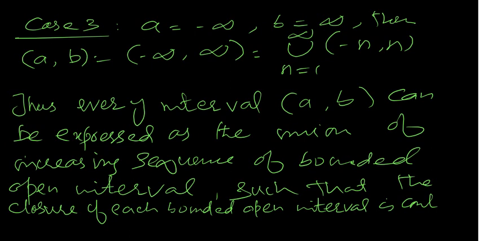Function f is continuous at x naught if f of x naught minus is equal to f of x naught plus, and is discontinuous at x naught if f of x naught minus is strictly less than f of x naught plus, that is, if the left hand limit is not equal to the right hand limit. Okay, so this is the case.